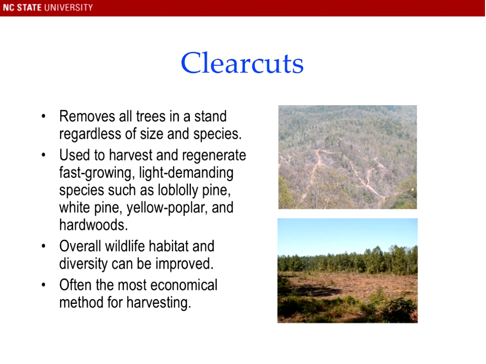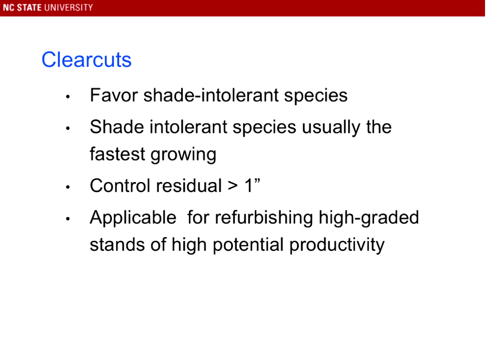Clear cuts are often the most economical method for harvesting, because basically you're not asking loggers to be careful around trees that are targeted for leaving. Clear cuts tend to favor the shade intolerant or sun-loving species, which are usually the fastest growing, and the goal tends to be to control or get rid of residuals either by cutting them or running over them with equipment that are larger than an inch in diameter.